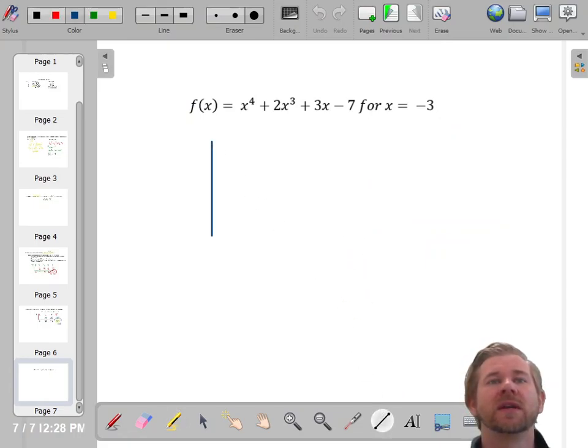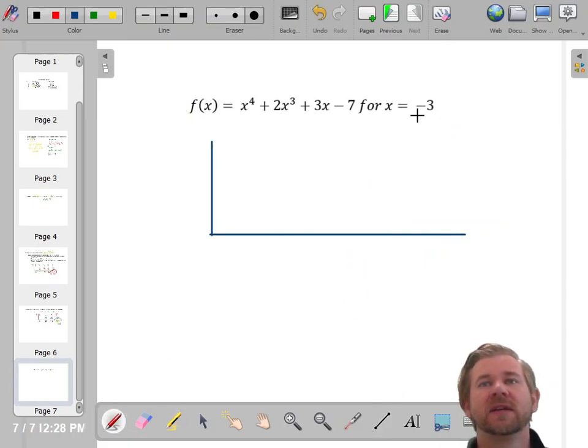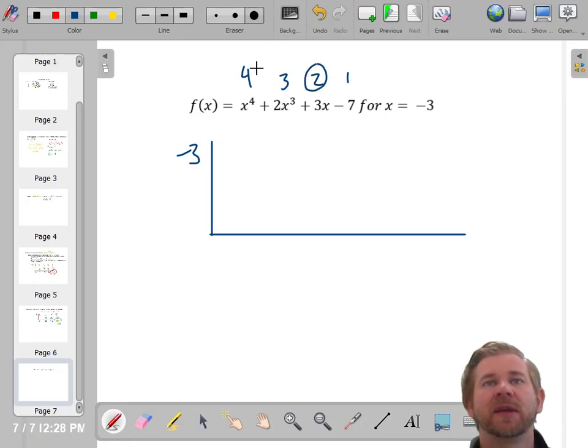One more. I'll do another synthetic one, and then we will do some practice. So -3 is what you're plugging in. That goes on the outside. I have degree 4, degree 3. I don't have a degree 2. I have a degree 1. I'm going to need a placeholder.